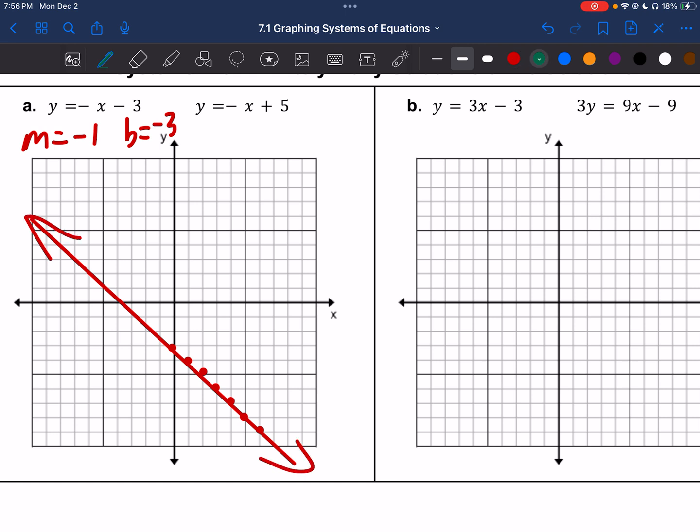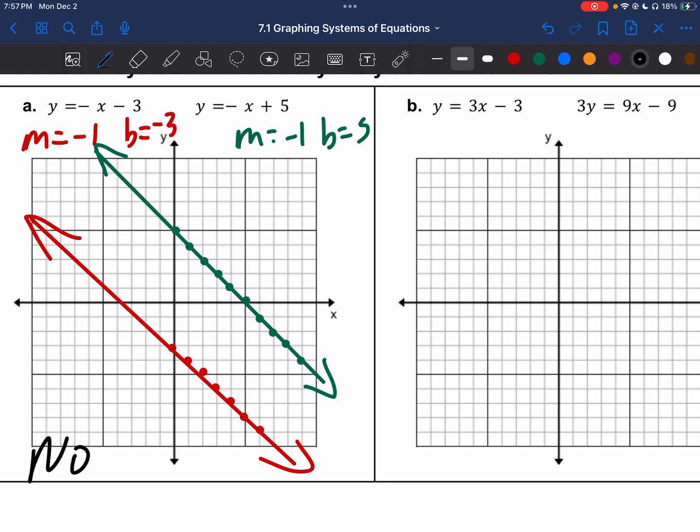My second equation, my slope is -1 and my y-intercept is 5. So we're starting off at 5 and we're going to go down one and to the right one with every step that we take. And we draw our line in, and there we go. You can see we are parallel. We are never going to cross. So this is no solution.